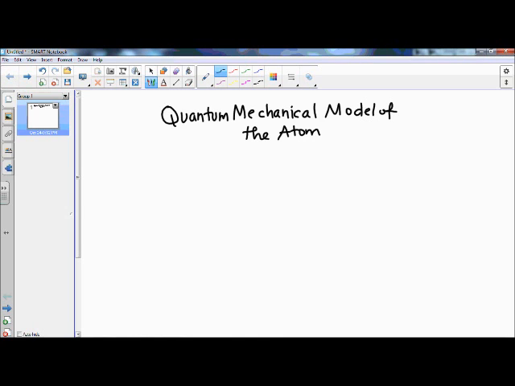We're going to talk about the most modern model of the atom that we currently have. And this is where we're going to connect where we've been talking about waves and light and electromagnetic radiation and how that actually connects into our current model of the atom.